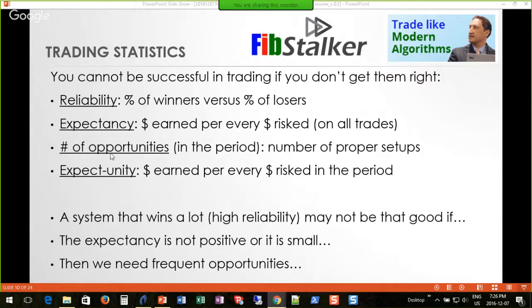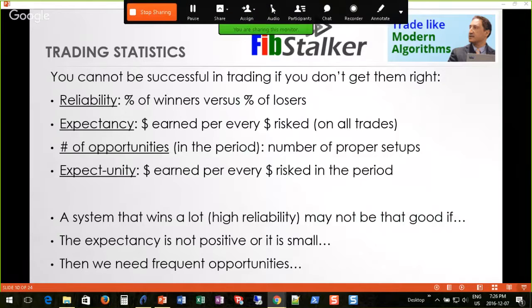Of course, the number of opportunities you have in a period of time, for example a month or a week, are the number of proper setups that satisfy your trading system, or your set of trading systems. It's very important. The higher, the better. Imagine if you have a good reliability and an expectancy of 1, or a positive expectancy anyway. You want to maximize the number of opportunities.